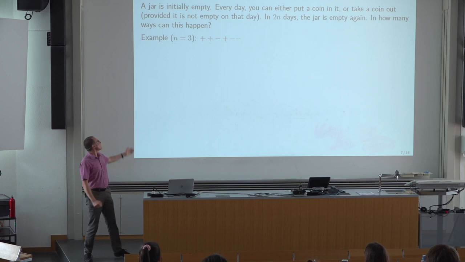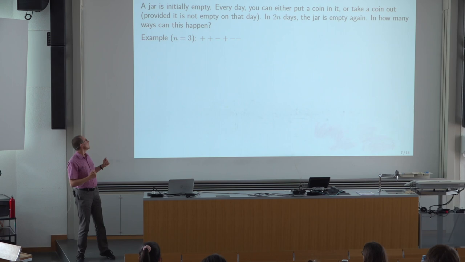Here is an example. With pluses, we indicate that we put a coin in. With minus, that we take a coin. Coin in, out, in, and the last 2 days, you take a coin out. This is allowed when n is equal to 3. You have to count sequences like that.